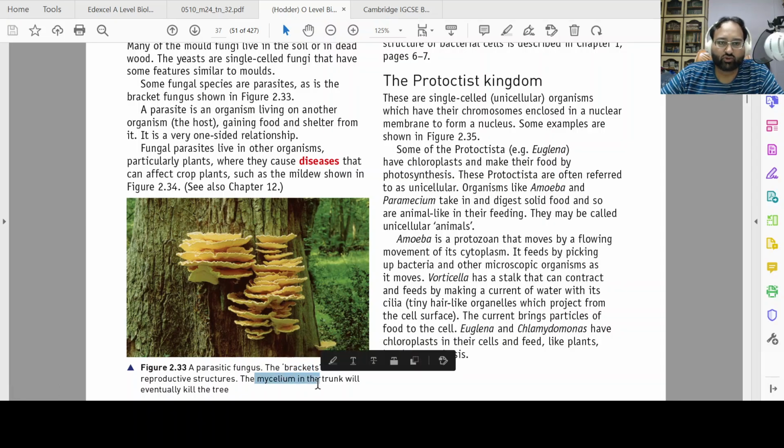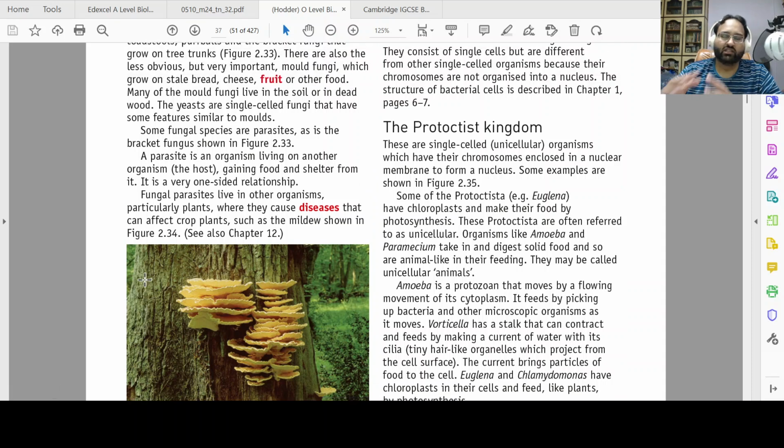The mycelium. So what is the mycelium? The mycelium is like a dense network of hyphae. So if this is hyphae and this is also hyphae, like if you spread your hands out and crisscross your fingers, that crisscross network of hyphae is called mycelium, right? So it's basically the same thing, mycelium and hyphae.